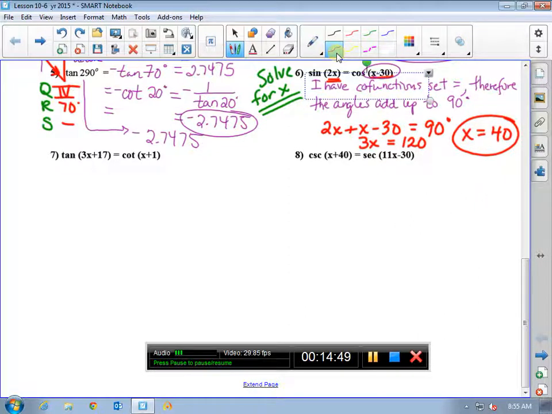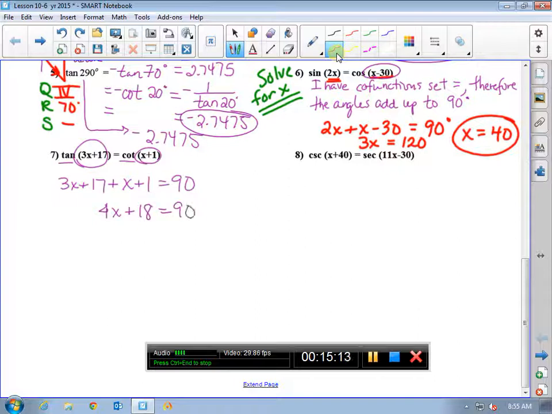Okay, the other two, let's see. I have cofunctions set equal, therefore the angles add up to 90. Go ahead and solve that. And again, you could check it. Try the tangent of 3 times 18 plus 17 and see if it equals the cotangent of 18 plus 1.